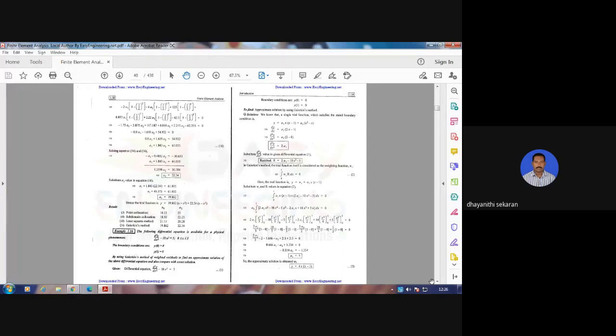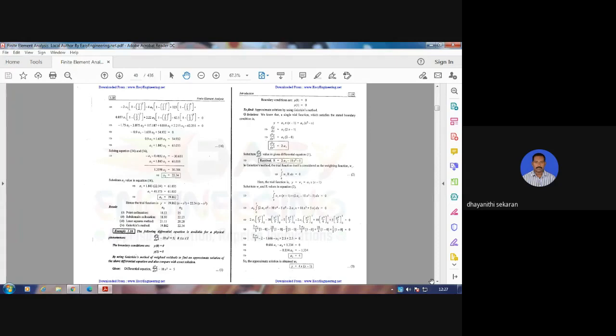d squared y by dx squared minus 10x squared equal to 5. In this, the trial function is not given. The boundary conditions are y of 0 equal to 0, y of 1 equal to 0. Can anybody say how you will assume the trial function? Anybody? Can you judge how to assume the trial function?